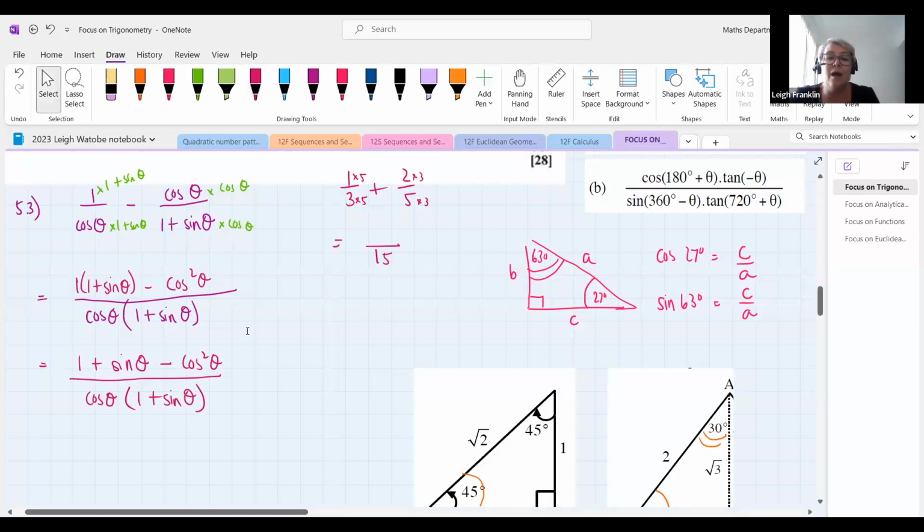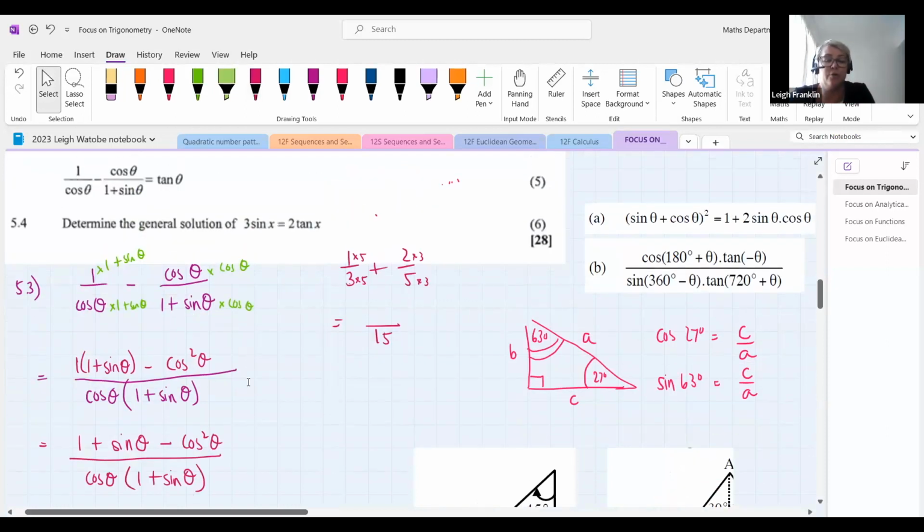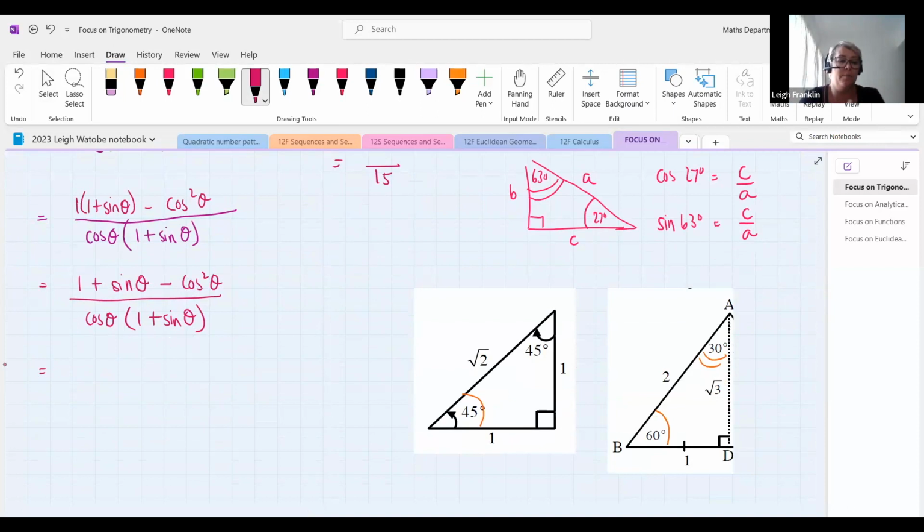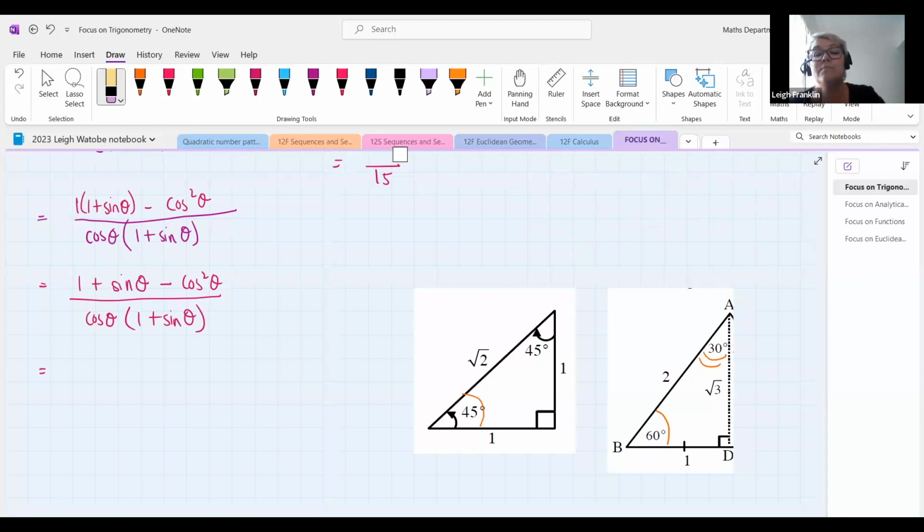Okay, so now we have to start getting a little bit creative. We have to think about the identities that we have learned and that we could potentially use in a situation like this. Okay, so grade 11s or grade 12s, what do you suggest we do next? So we found an LCD. We can't cancel over pluses and minuses. What could we do next? Lesedi? You're welcome to unmute and speak, Lesedi.